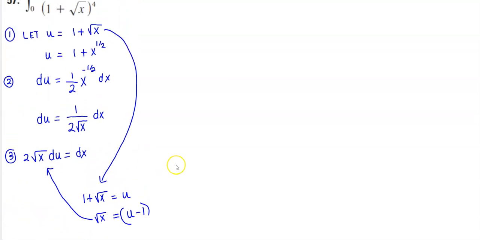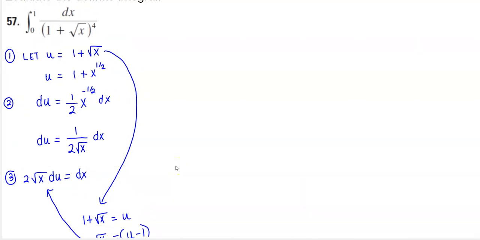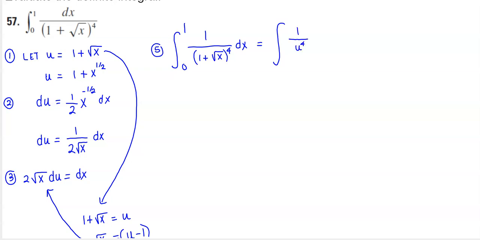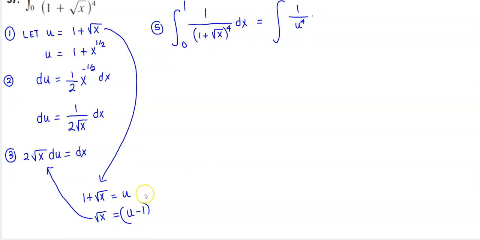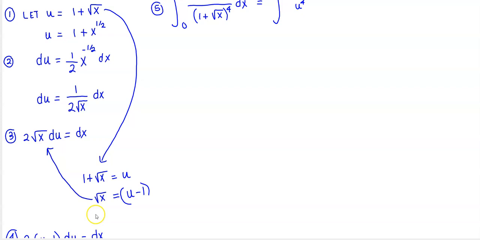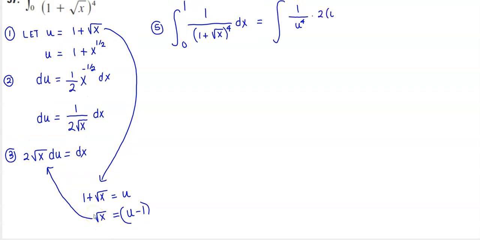And now we're going to go ahead and do that substitution. In step number 5, let's first write our original question, which is the integral from 0 to 1 of 1 over (1 plus the square root of x) to the 4th power dx. Now let's put in our substitutions. So we have 1 over u to the 4th, and we know that dx is equal to 2 times u minus 1 du. So this is times 2 times u minus 1 du.